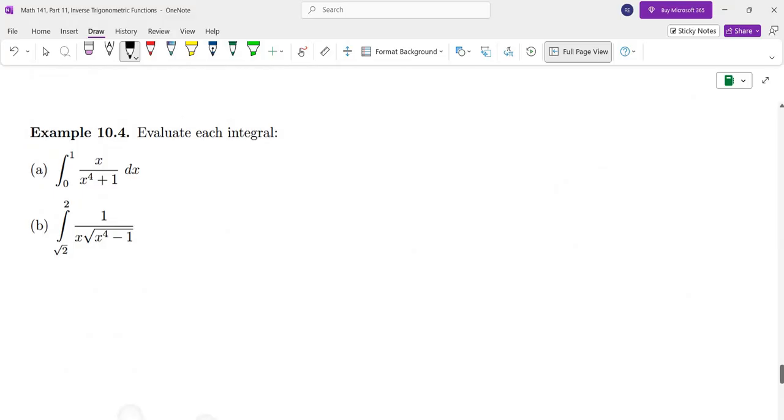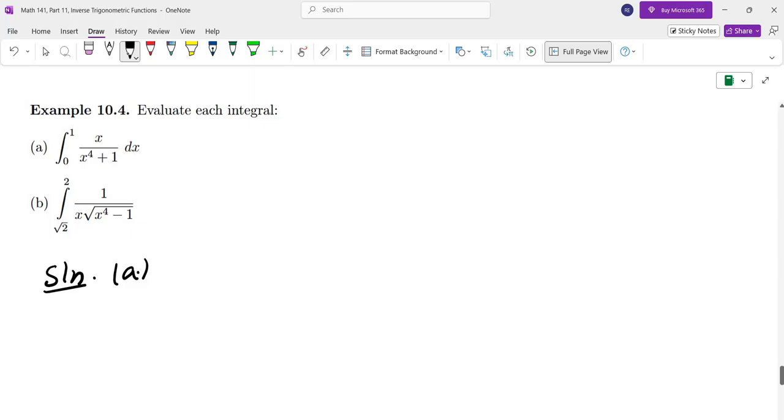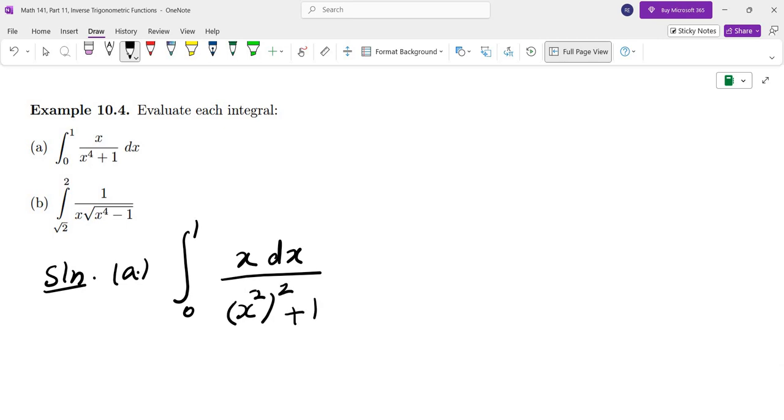Okay, next example. So next example is a couple more integrations. The first one is the integral of x over x to the fourth plus 1. So we can write this down as x dx over x squared squared plus 1. So we see that the derivative of this x squared is 2x, which is right here. So that suggests a u substitution for x squared.